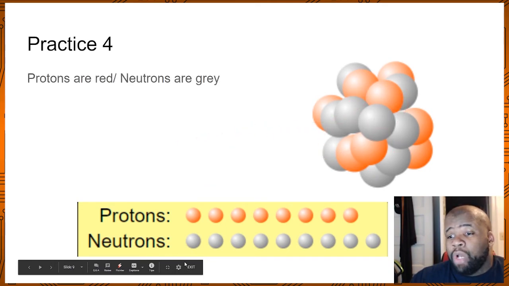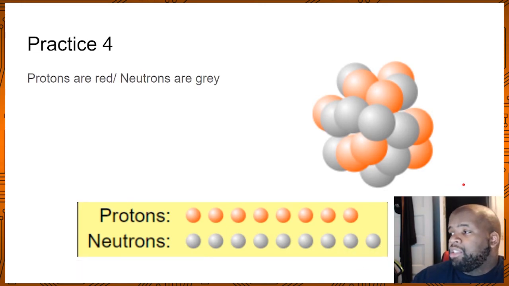Now, how many neutrons do we have? We have 1, 2, 3, 4, 5, 6, 7, 8, and 9. So we have 8 protons and 9 neutrons. So if we add these together, our total is going to be 8 plus 9, 17. So that means our answer here is going to be oxygen 17.